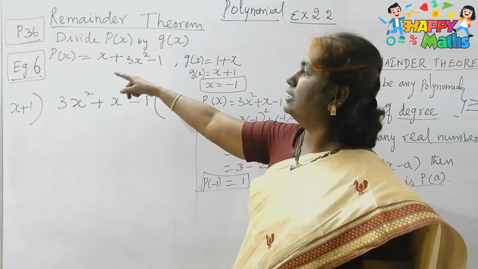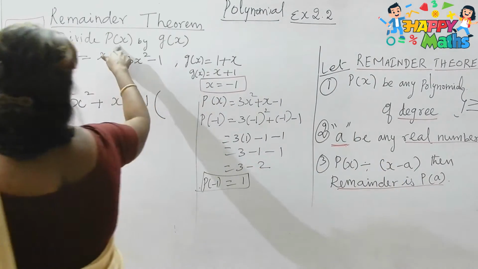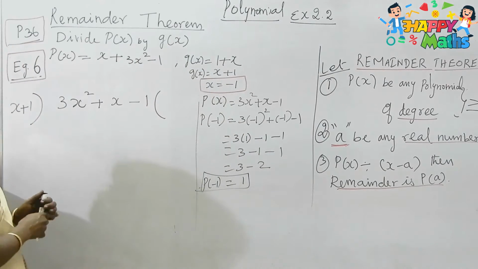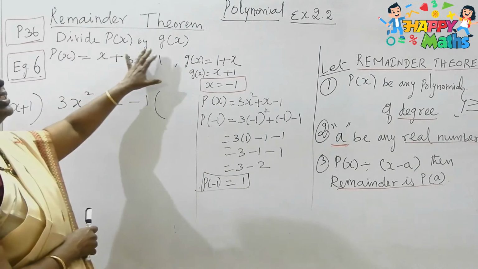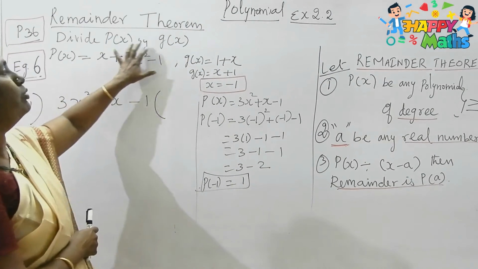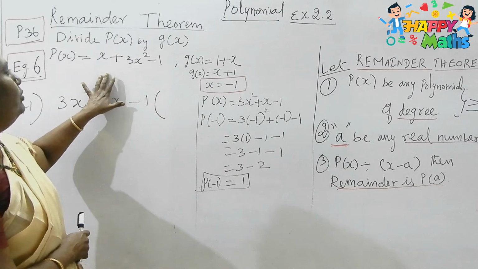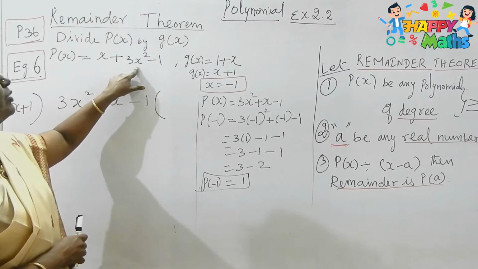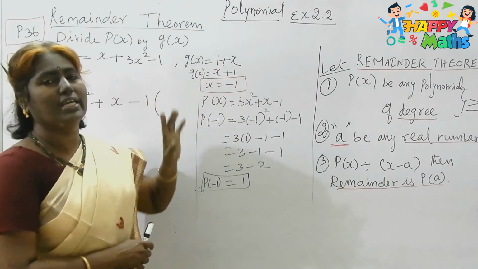What does example 6 say? Divide p of x by g of x. Okay, so p of x is a polynomial and g of x is also a polynomial. Divide both of them, they ask you to do. So p of x is x plus 3x square minus 1, and g of x is equal to 1 plus x.